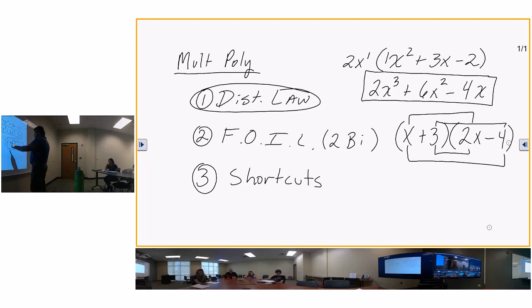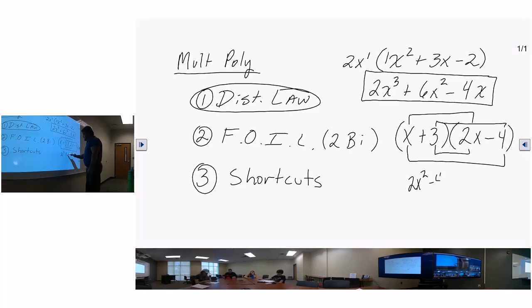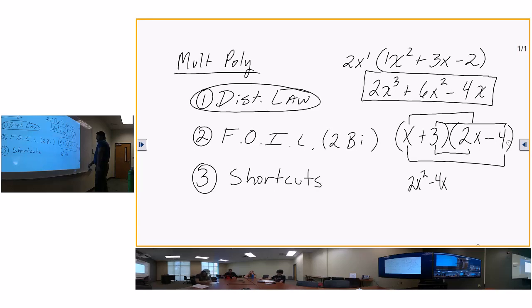All right. x times 2x is what? 2x squared. x times negative 4? Negative 4x. 6x. Plus 6.